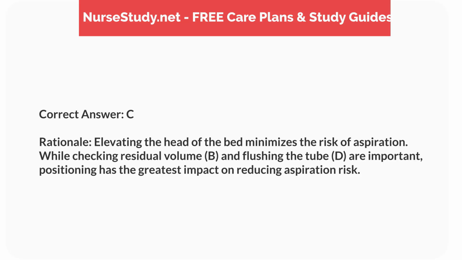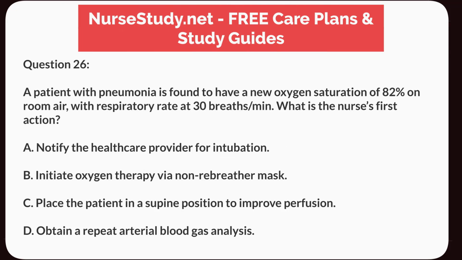Question 26. A patient with pneumonia is found to have a new oxygen saturation of 82% on room air, with respiratory rate at 30 breaths per minute. What is the nurse's first action? A. Notify the healthcare provider for intubation. B. Initiate oxygen therapy via non-rebreather mask. C. Place the patient in a supine position to improve perfusion. D. Obtain a repeat arterial blood gas analysis.